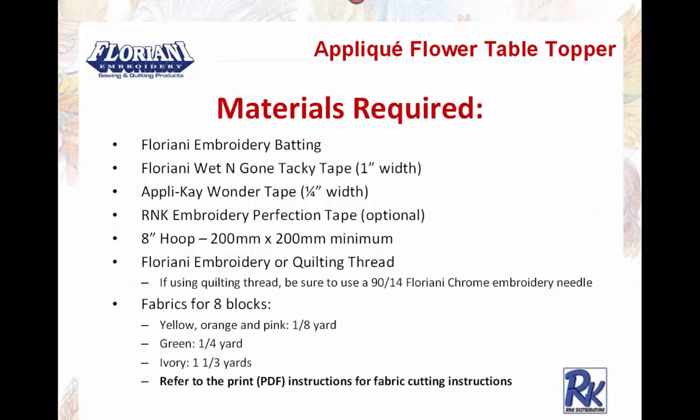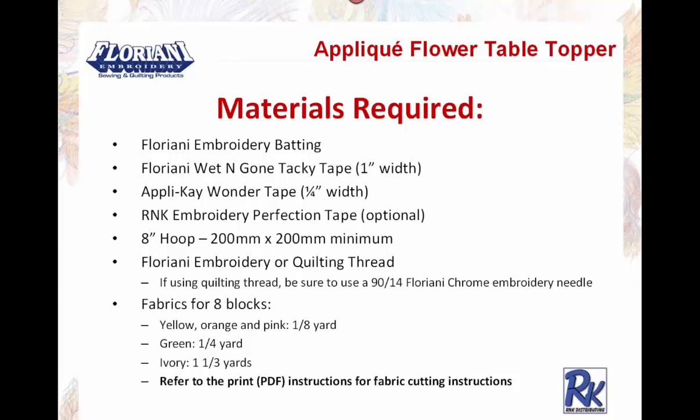Let's talk about what the materials are that you're going to need for this. You're going to need some Floriani embroidery batting, and you're also going to need some Floriani Wet and Gone tacky tape in the 1-inch width. You're going to need some Floriani Applique Wonder tape in the 1/4-inch width. You're going to need some RMK embroidery perfection tape. Now that's an optional item. I prefer to use that. It's not totally necessary. You only need to tape down one thing and it's going to get tacked down with a stitch right away. But if you want to make sure that everything works correctly, get that RMK embroidery perfection tape and tape it down.